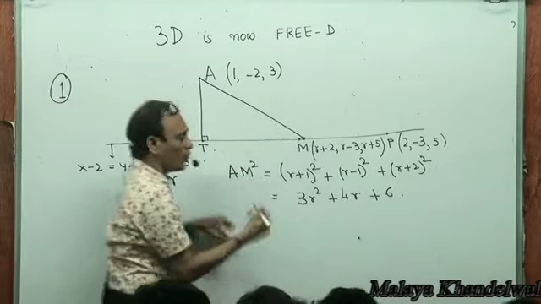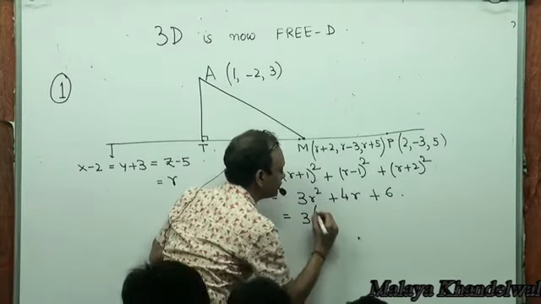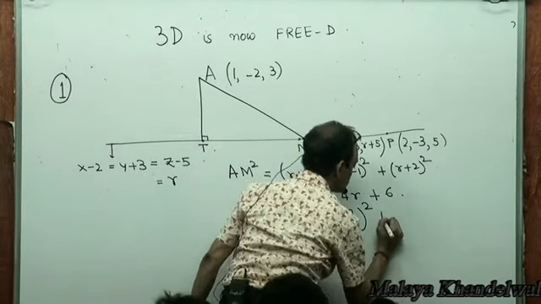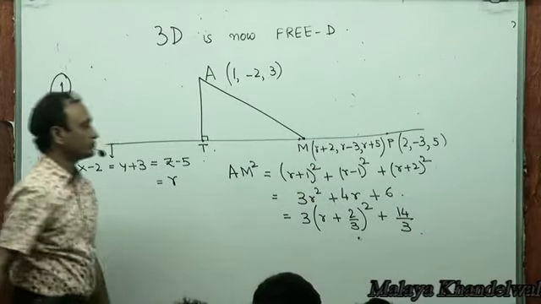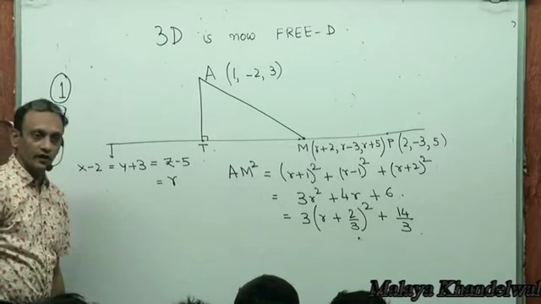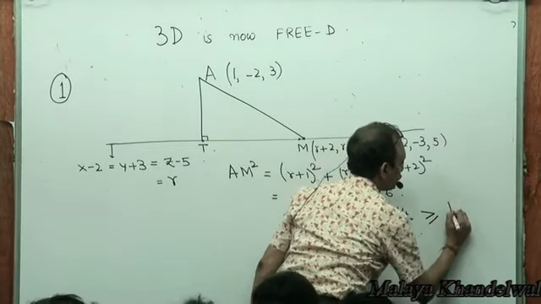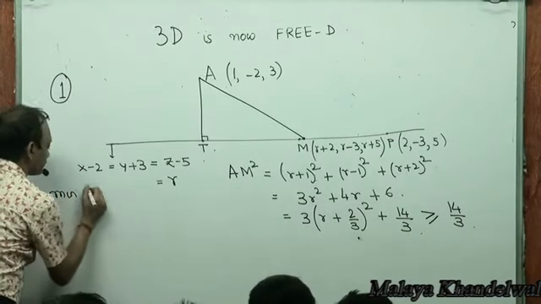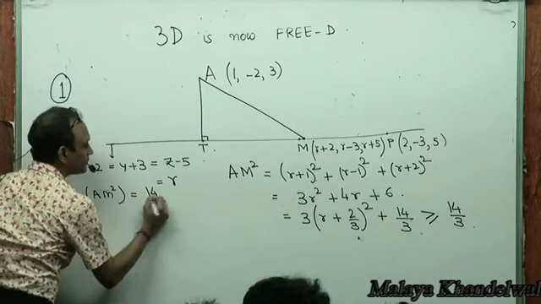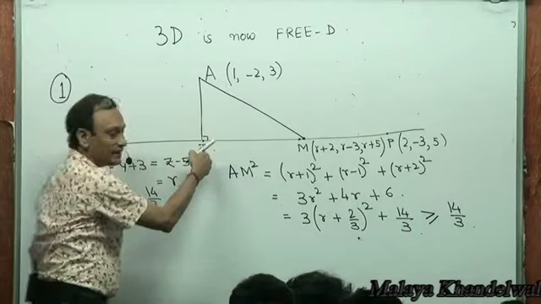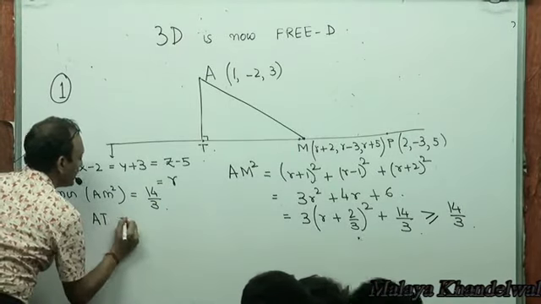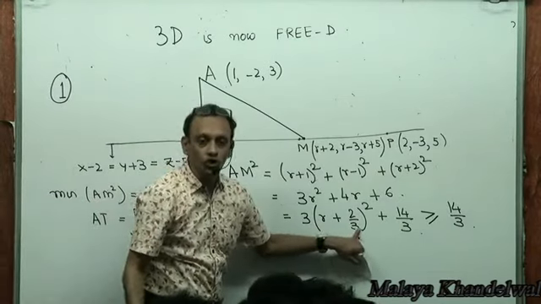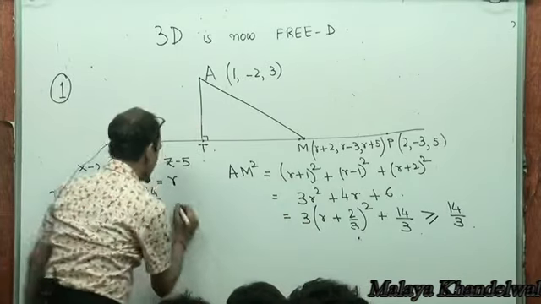And either you can differentiate, or what you can do is you could write it as 3 into r plus 2 by 3 whole squared, 6 minus 4 by 3, so plus 14 by 3. Yes or no? And this will always be greater than or equal to 14 by 3. So minimum value of AM squared is 14 by 3. And the minimum value of AM squared is actually AT squared. That means AT squared is 14 by 3. AT will be root 14 by 3. And this happens for r equal to minus 2 by 3.